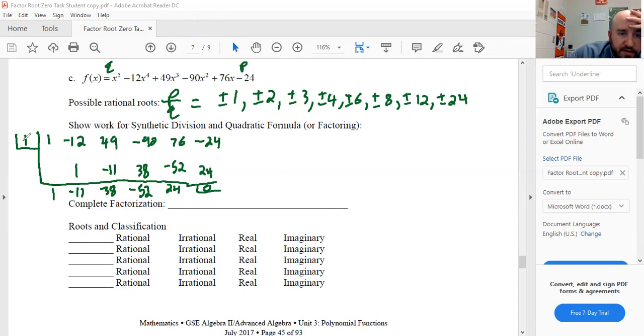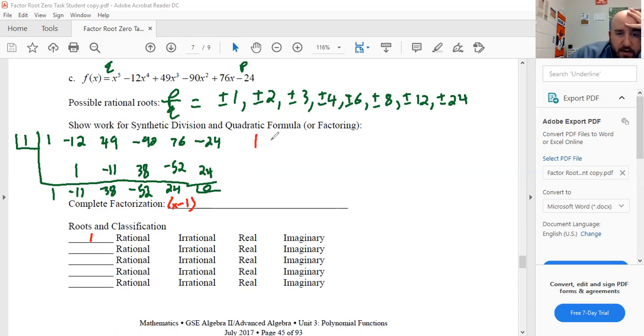I will change colors for this. Means 1 is my root. X minus 1 is my factor. All right. Again, it's x to the fifth, so I got to do it 3 successful times. So I got to try 1 again.